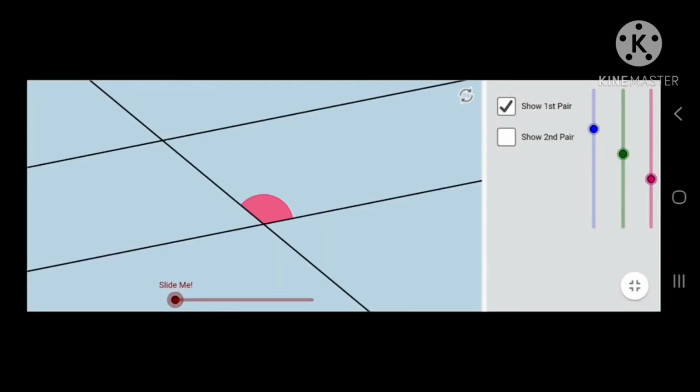Now let's see one more visualization of how alternate interior angles are equal. As you can see, it represents the same angle. The measurement is the same. The angle measurements are the same for alternate interior angles. This is the first pair, as you can see, and similarly for the second pair also. It represents the same measurement. As you can see here, both the angles are equal. So this shows alternate interior angles are equal whenever a transversal intersects two parallel lines.